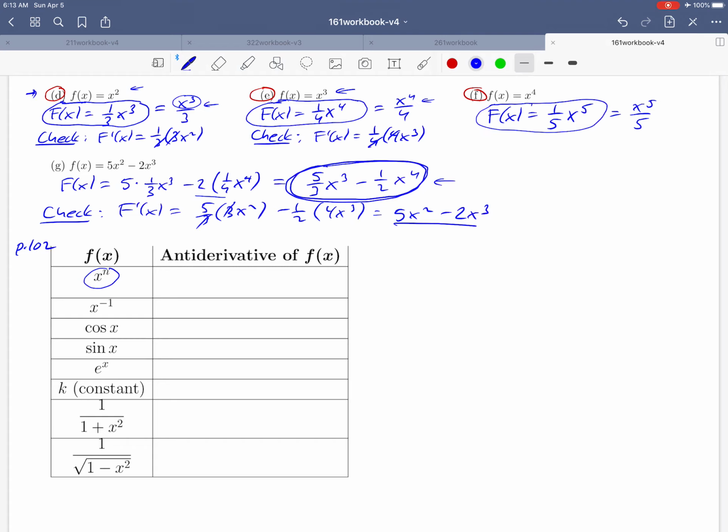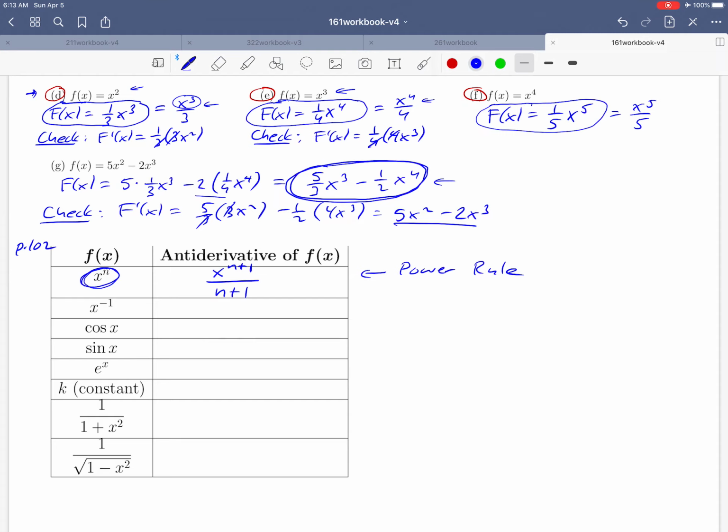So the pattern we're noticing here is if we start with x to the n, jumping down to the table here, we should be able to get an antiderivative by raising the power by 1, x to the n plus 1, and dividing by that new power. Turns out that that will be an antiderivative for x to the n. And this has a special name. It's called the power rule for antiderivatives.